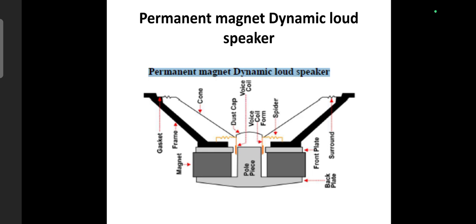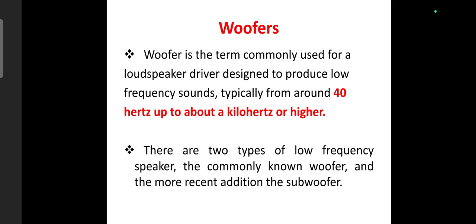Now let us study two special loudspeakers designed for different frequency ranges. First is woofer. A woofer is specially designed to produce low frequency sounds, typically ranging from about 20 Hz to 20 kHz. These low frequency sounds include bass guitar, drums, thunder, explosion in movies, and deep musical notes.